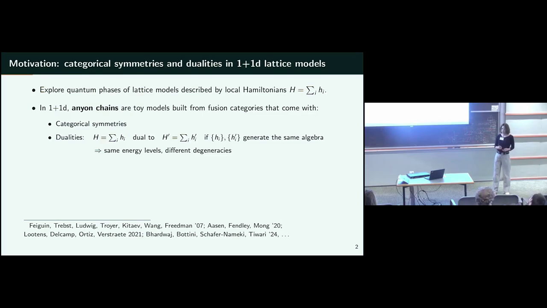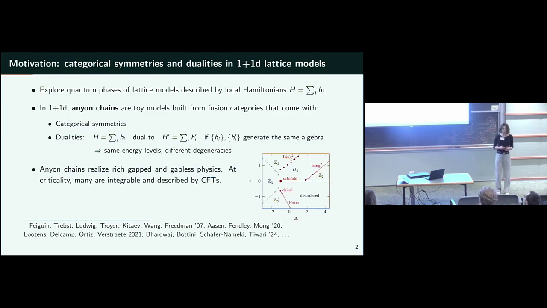So in particular, these Hamiltonians can be defined on different Hilbert spaces, can have different symmetries, but this notion of duality imposes constraints on their energy spectra. So these models should have the same energy levels, but with different degeneracies. And this notion of duality includes the gauging of discrete symmetries.